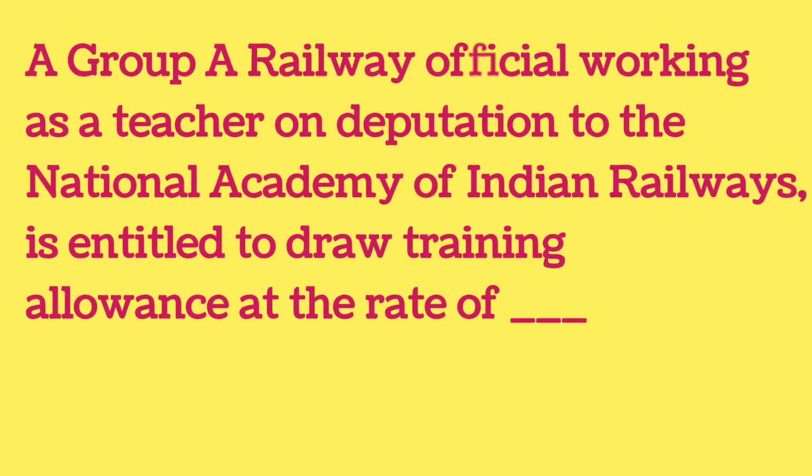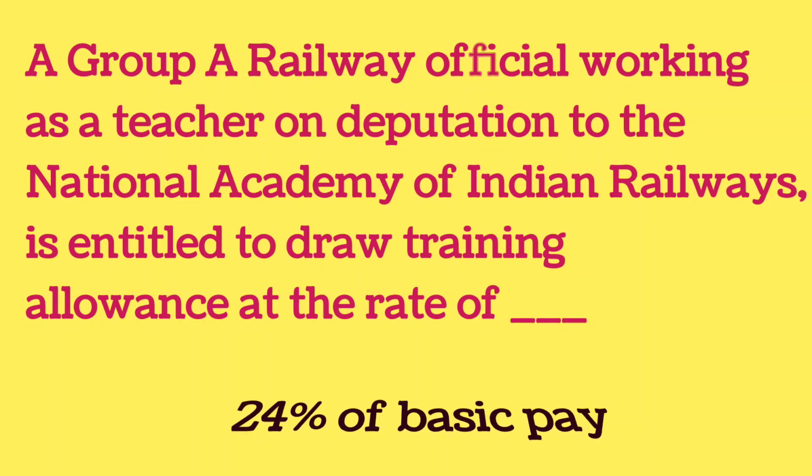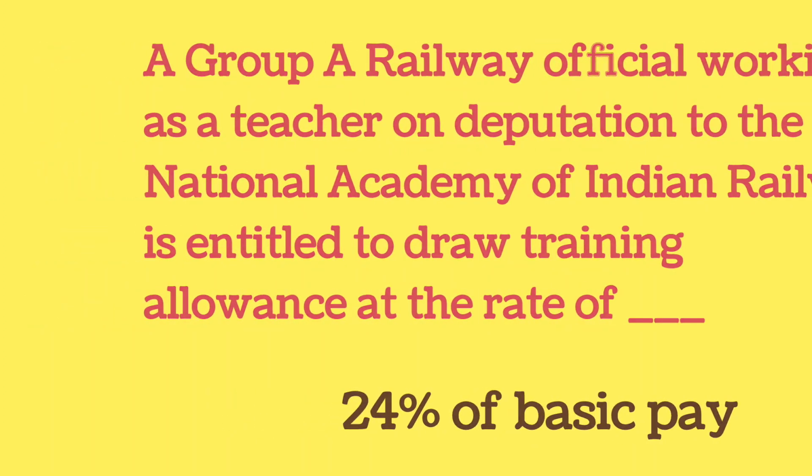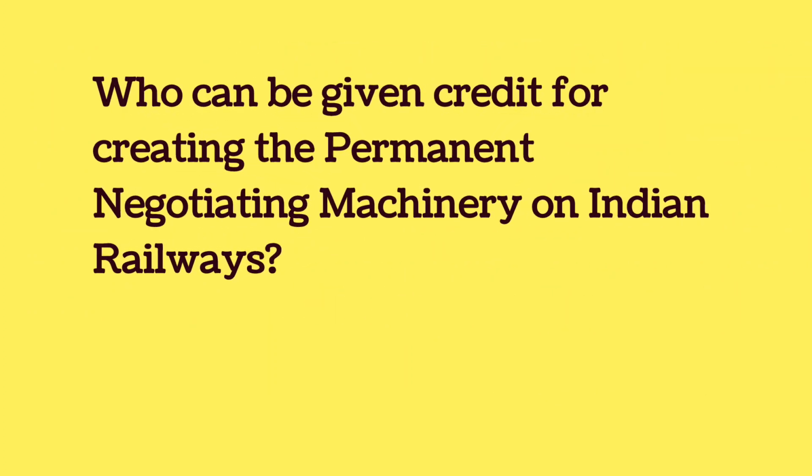A Group A railway official working as a teacher on deputation to the National Academy of Indian Railways is entitled to draw training allowance at the rate of dash. The rate of a Group A railway servant is 24% of basic pay.